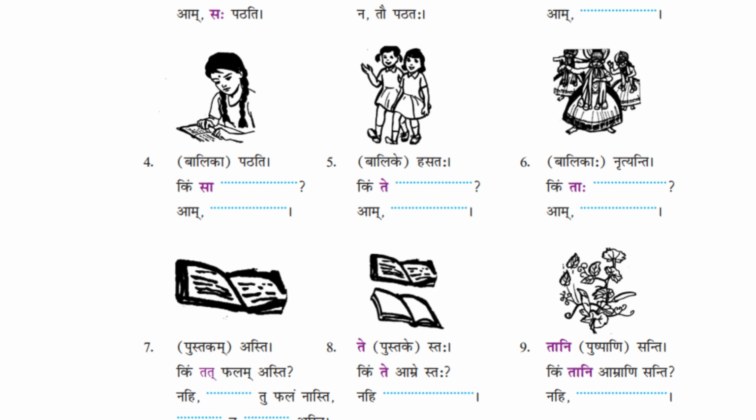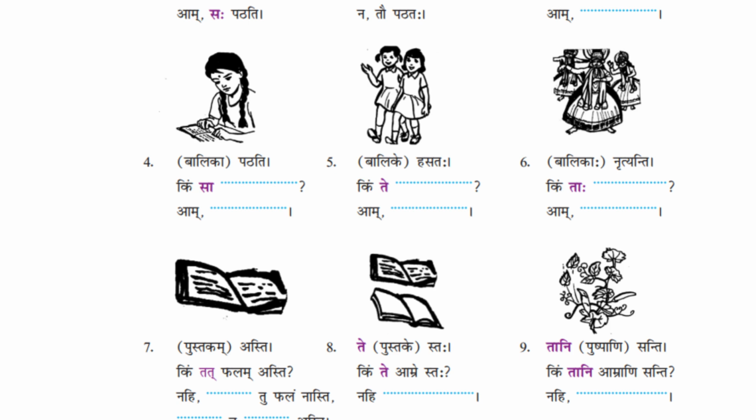Same way we have pronouns for strilingam also. When we say balika padati, kim sa padati, is she studying. So she in Sanskrit is sa. Sa padati. Yes, she is studying according to the picture. Balike hasataha. 2 girls are laughing. Kim te hasataha. Are they both laughing? Te hasataha. Yes, they both are laughing.